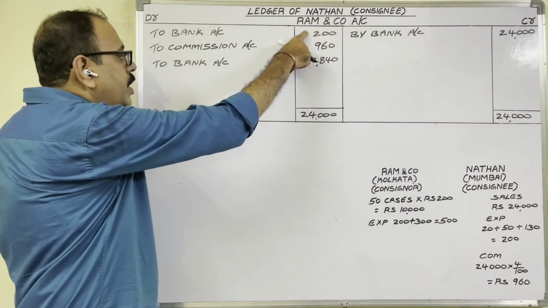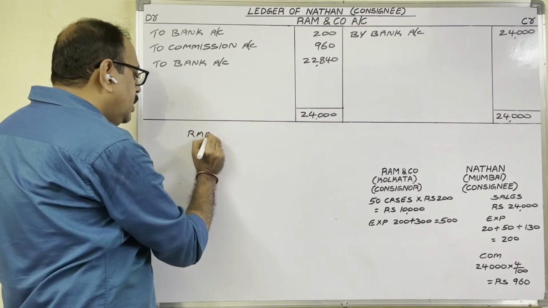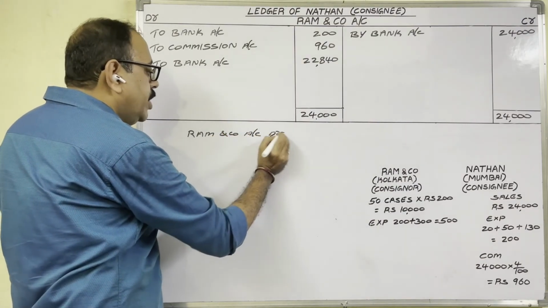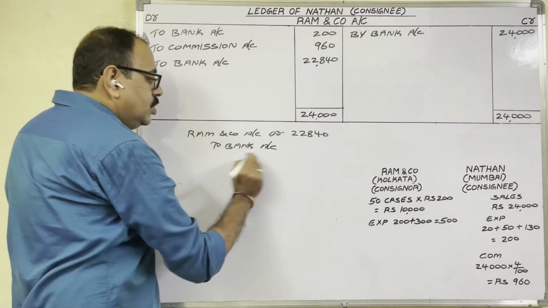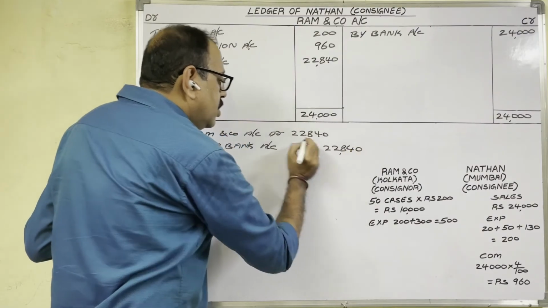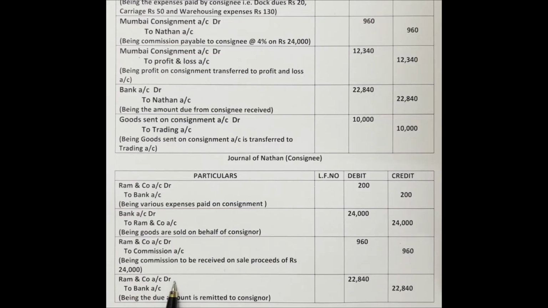So what is the journal entry for this answer? In Ram and Company account, we posted on the debit side. To post like that, in the journal entry, Ram and Company account should be debited. Bank account should be credited. So this is the journal entry in the consignee's books for paying the due amount to the consignor. Ram and Company account debtor to bank account 22,840. Narration: being the due amount is remitted to consignor.